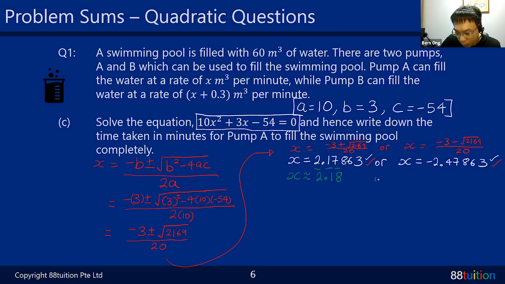2.18. Or x is approximately -2.48. 3 SF means the first 3 numbers down here. To determine whether to round up or to maintain, you have to look at the next number. If it's above 5, you have to round up. Then you have to declare, sure, I round this up to 3 significant figure. Can you see or not? That is for this solving part only.